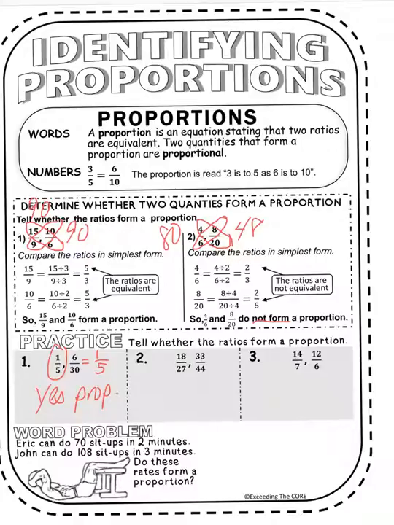Next, we're going to look at number 2. If we were to use cross products, I would have to multiply 27 times 33 and 18 by 44, and I'd really rather not do that without a calculator. So I'm going to start out first by simplifying each one. If I look at 18/27, I could divide them both by 9, and I get 2/3. I can divide 33 and 44 by 11, and I get 3/4.